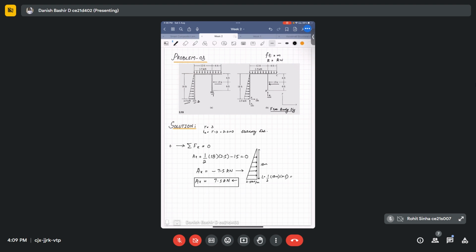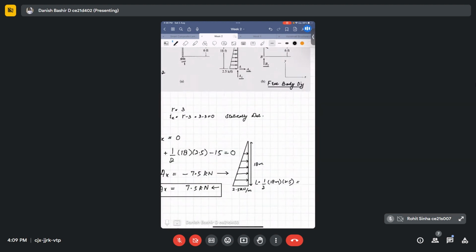So this is the first reaction we got. Then we can use the moment equilibrium equation as one more thing. Here we have to see where this equivalent load will be acting. This will be acting at the centroid of the triangle. It will be like this, and it will be from this point.